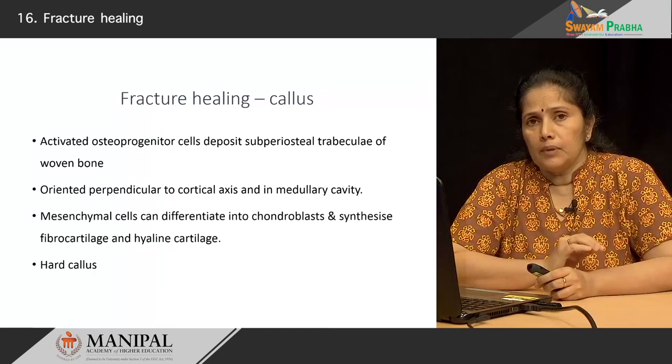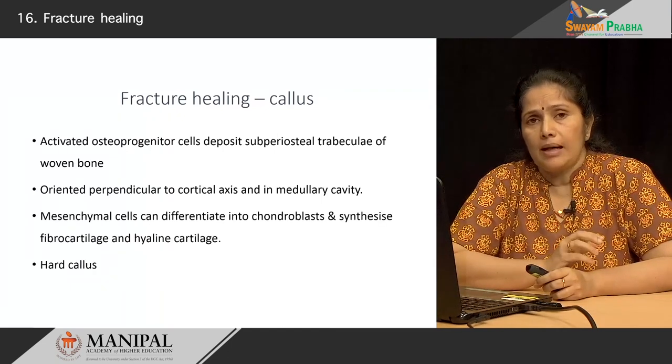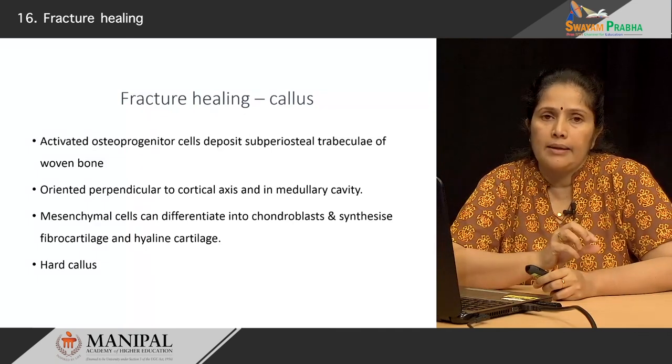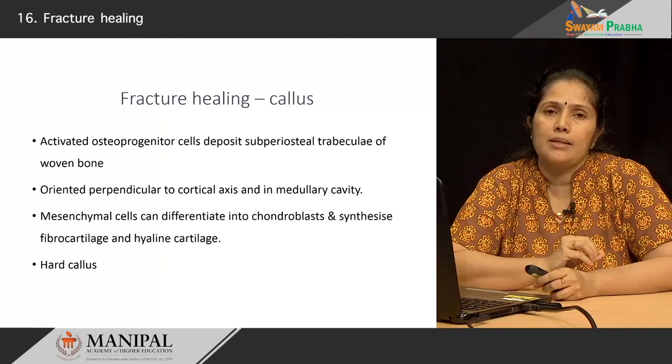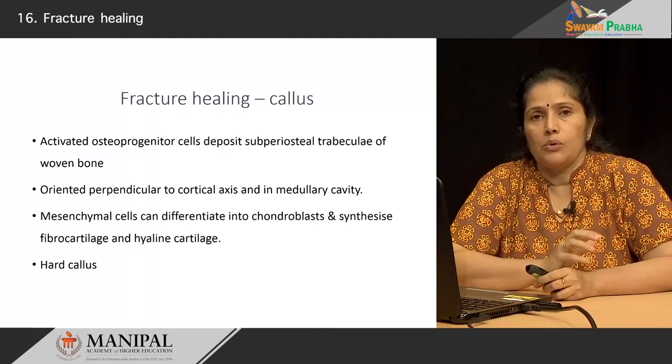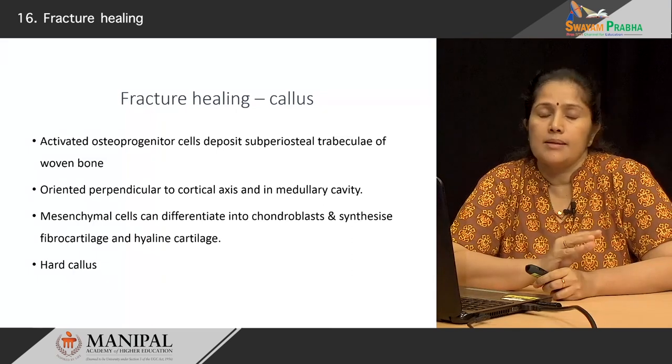Now, along with this, the mesenchymal cells can also differentiate to form chondroblasts, and these chondroblasts will then synthesize the fibrocartilage as well as the hyaline cartilage. Now, together all these structures will form what is known as the hard callus.